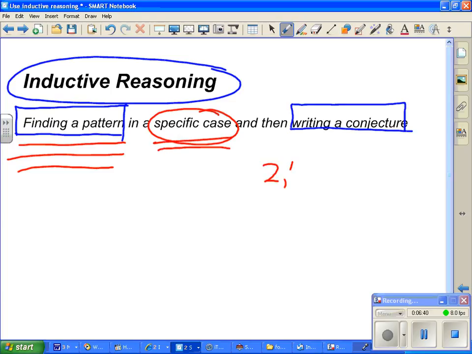Like the 2, 4, 6, 8 case. You can't say that every time I look at numbers they're going to go up by 2. Because that other example I gave you, they didn't. Okay? Obviously that is not going up by 2. So it's not every case, it's just a specific case. Hopefully you understand the difference.